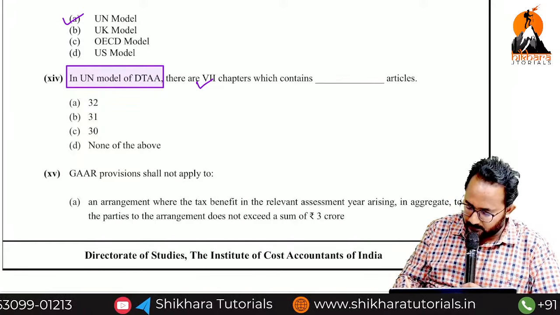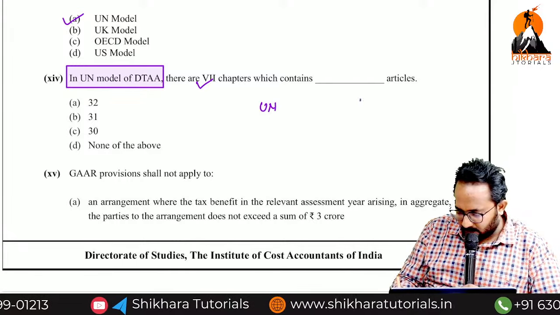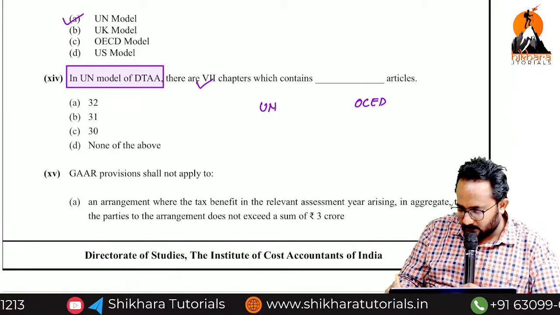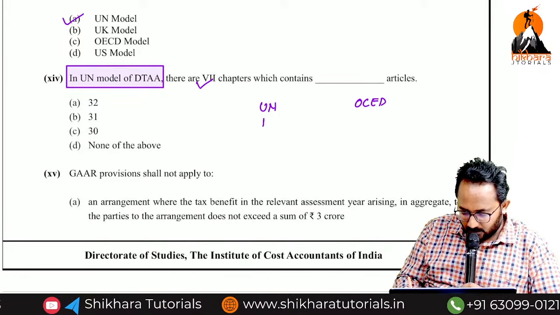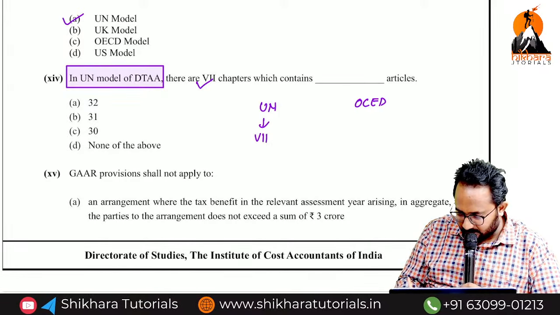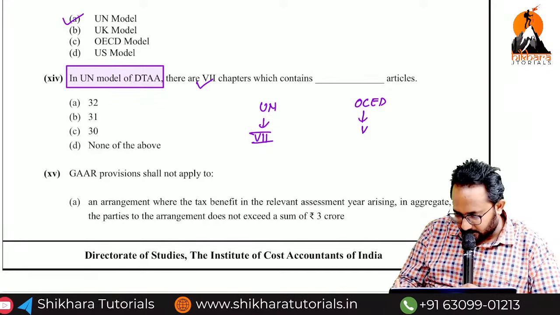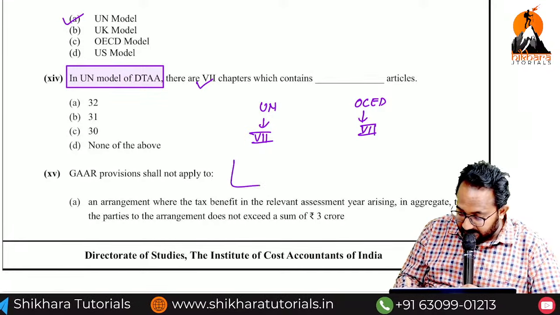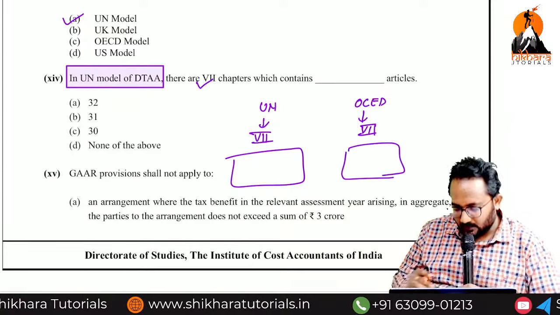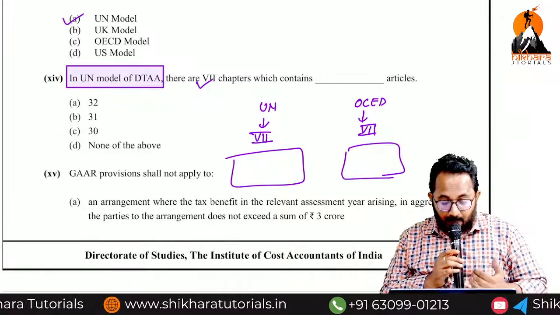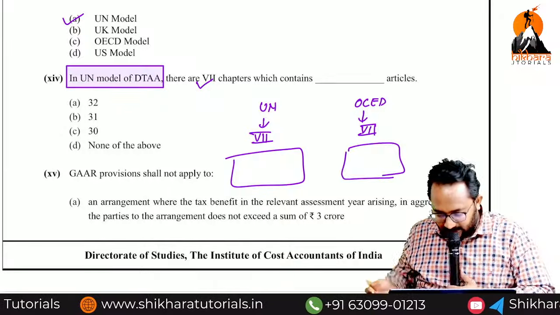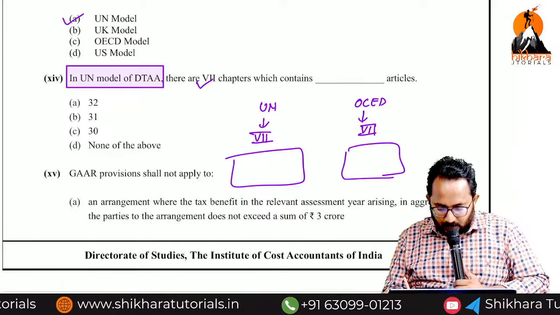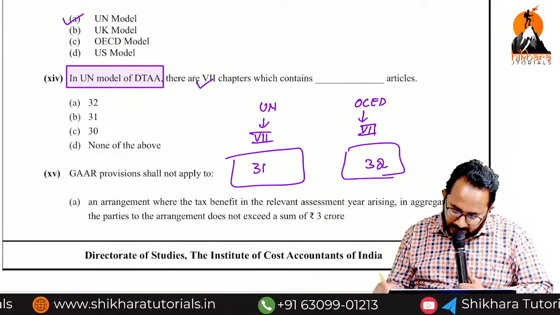Now I will tell you. We have a UN model and an OECD model. UN model, how many chapters? 7 chapters. Here also 7 chapters only. Articles are how many? Articles means how many points they conveyed in each and every model. UN model 31, this is 32.